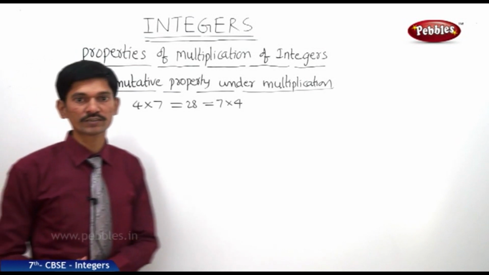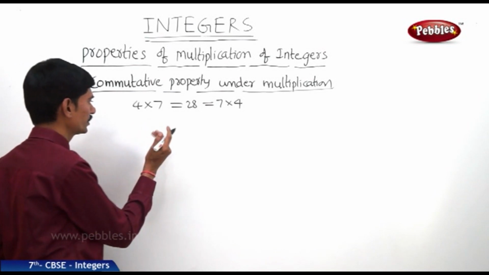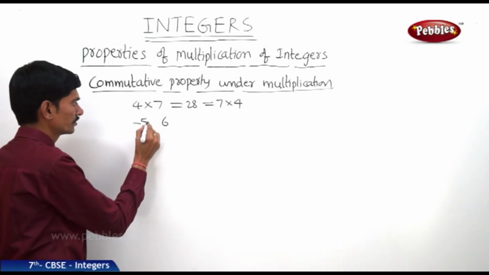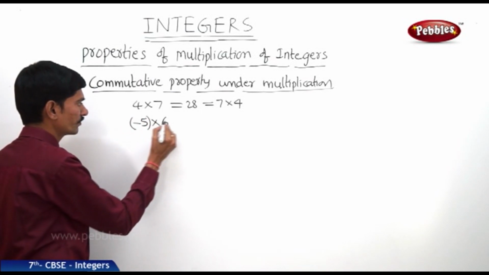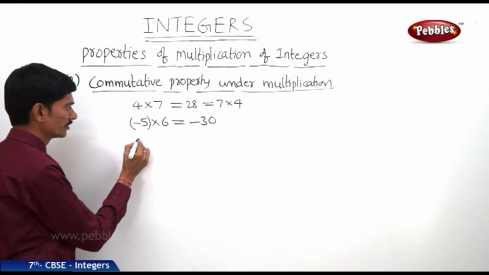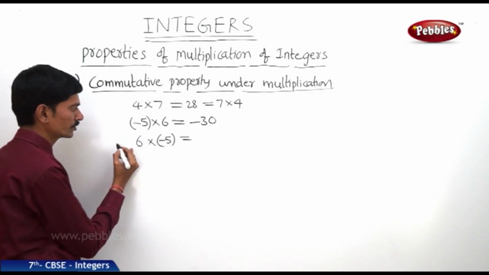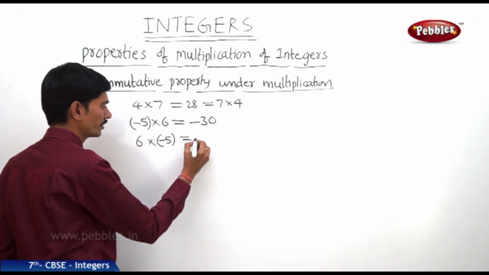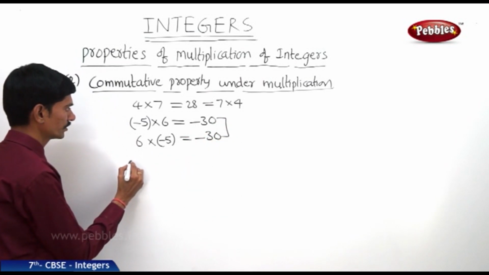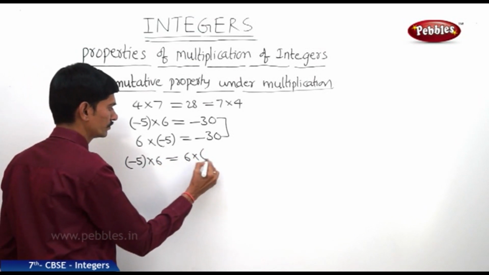So is it applicable in the case of integers also? Now let us check by an example. Taking any two integers like minus 5 and 6, what is their product? Minus 5 into 6 equals minus 30, and if you multiply 6 and minus 5, so 6 into minus 5, here the product of a positive and a negative integer is a negative integer, that is, minus 6 5s are 30. So we got the same product. So we can write that minus 5 into 6 equals 6 into minus 5.